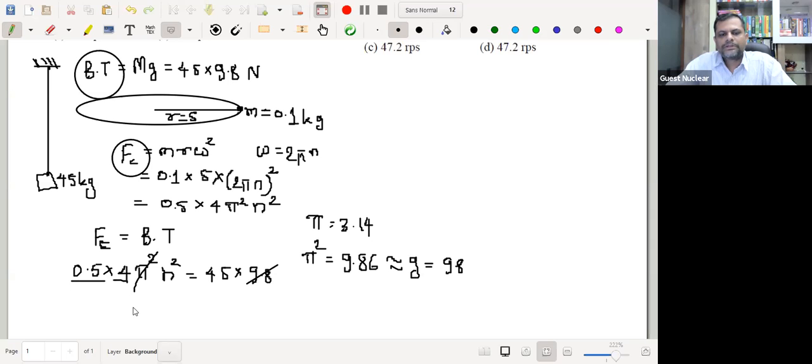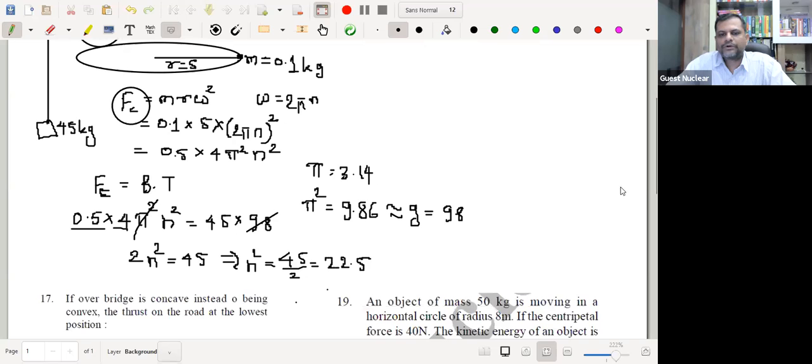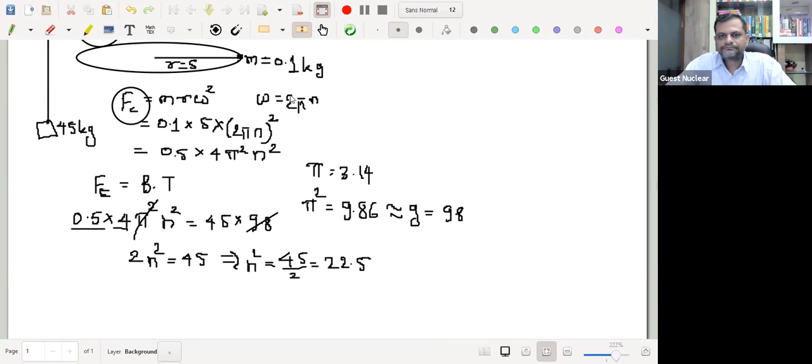And this 0.5 and this 4 together become 2, so this 2n square actually becomes equal to 45, and this gives that n square is actually going to be equal to 45 by 2, correct? So what is this 45 by 2? It actually becomes 22.5, correct? And the square root of 22.5, how much must it be? Since n square is going to be 22.5, we can conclude that n must be the square root of this 22.5. n will actually be equal to root of 22.5.